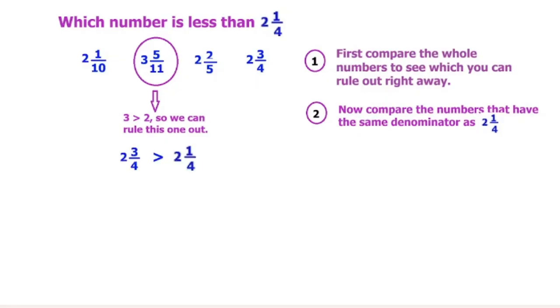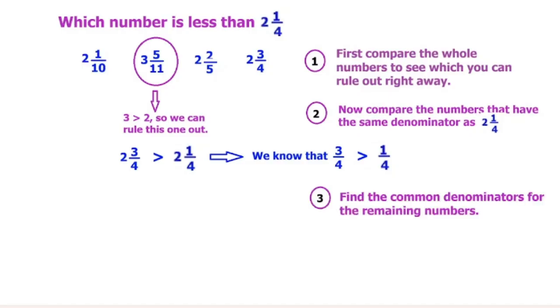We know that because 3/4 is bigger than a quarter, right? 3/4 is 3 parts of a whole, and this is only one part of it. One part out of 4. This is 3 parts out of 4. This is bigger. So now we can move on to the next one.